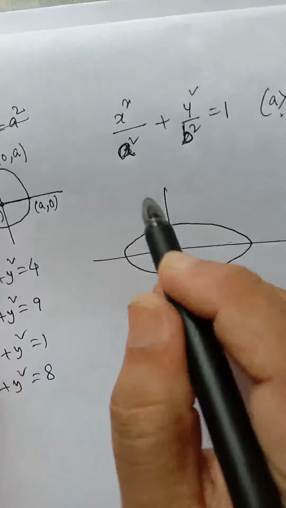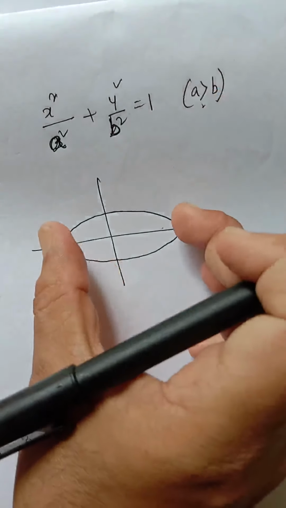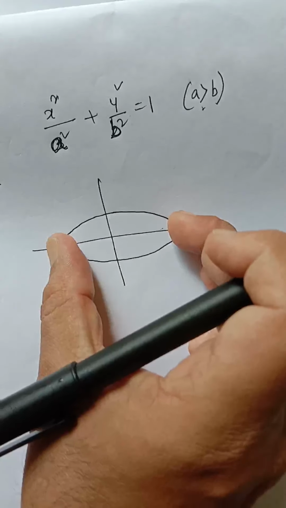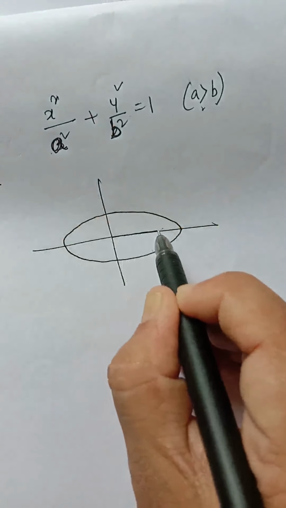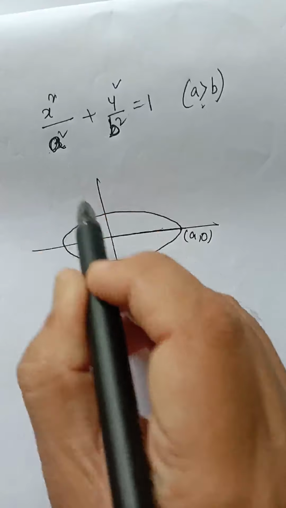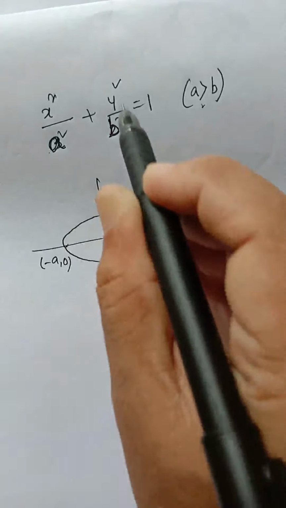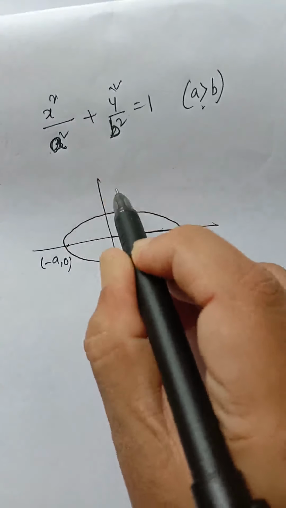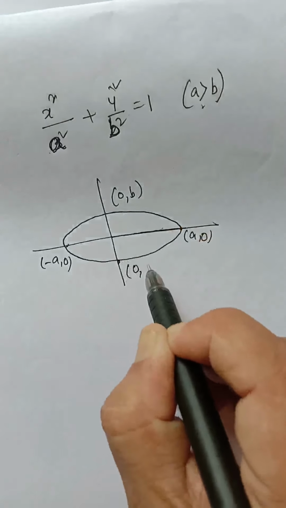Okay, x square by a square plus y square by b square equal to 1. If a is greater than b, that means the major axis is along the x axis. X square by a square, so this length will be a and its coordinate will be (a, 0), and this will be (minus a, 0). Y square by b square, this length will be (0, b) and this will be (0, minus b).